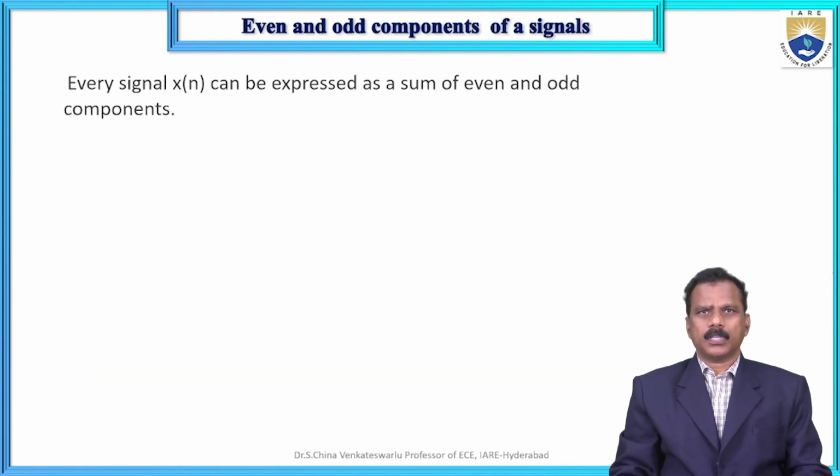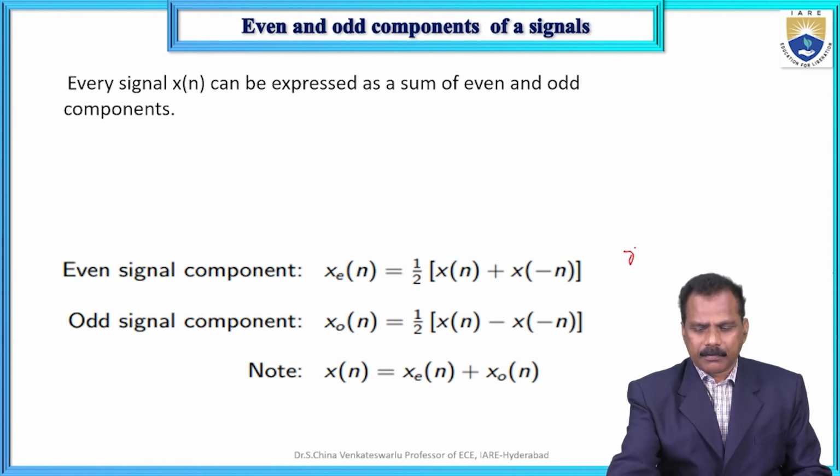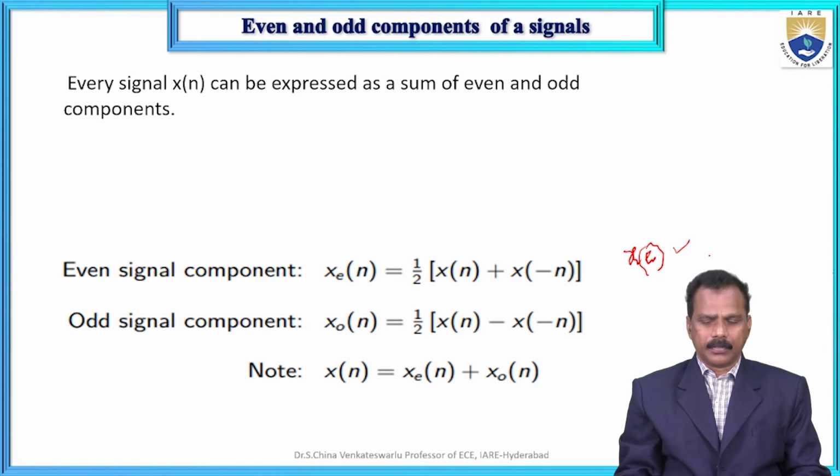Every signal x(n), whether a continuous time signal or a discrete time signal, can be decided this way. Here we are concentrating on continuous time signals. Every signal x(n) can be expressed as a sum of even and odd components. The even signal component is x_e(n) = 1/2 of x(n) + x(-n).